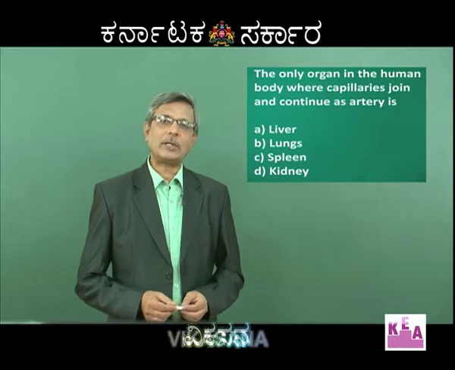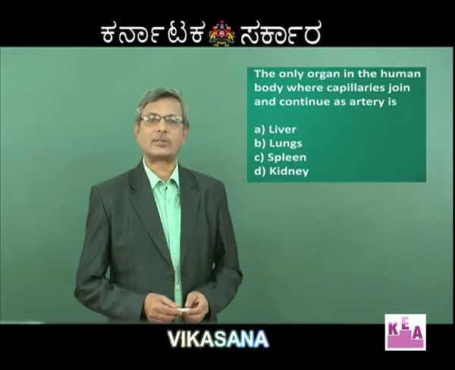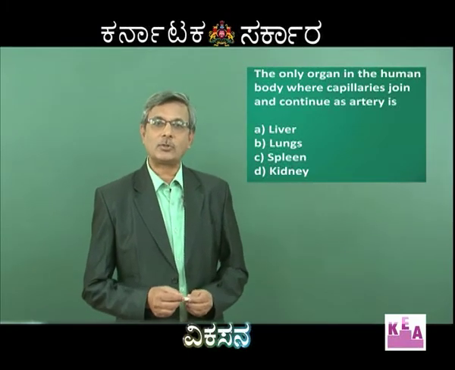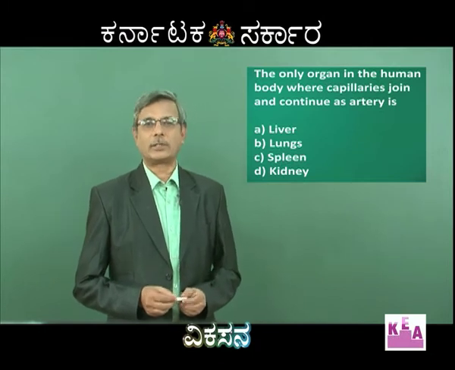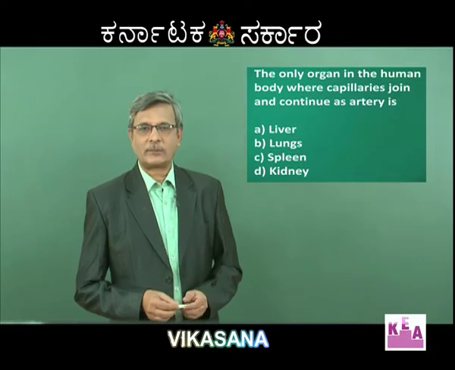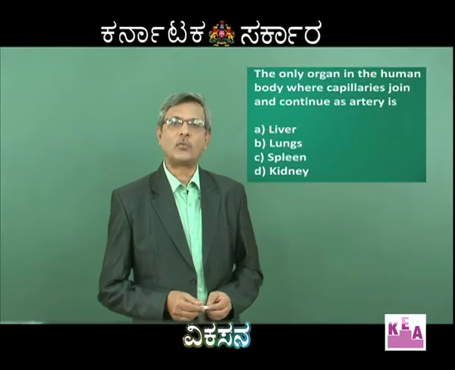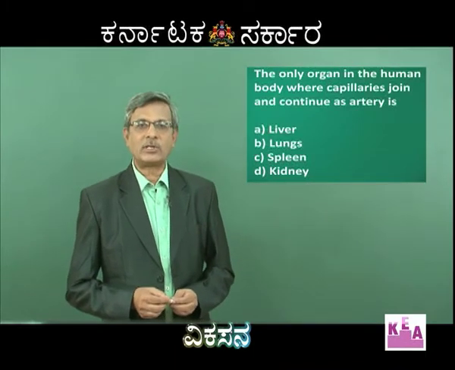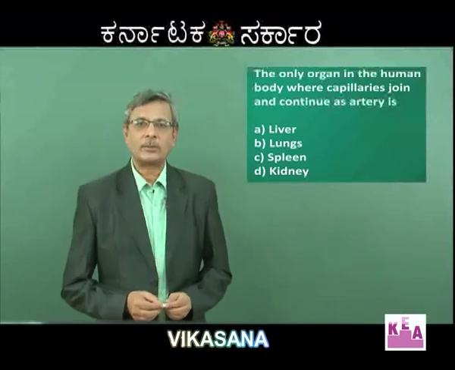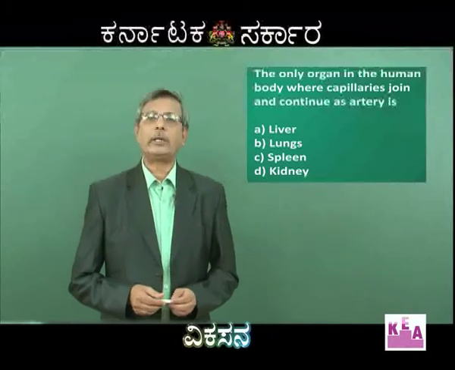Normally these capillaries join and become a vein, but here the question is quite interesting. It says the only organ in the human body where capillaries join and continue as artery. Dear friends, you have studied excretory products. When we talk about the nephron, which is the structural and functional unit of kidney, we say that the nephron is made up of two structural components, namely renal corpuscle or Malpighian corpuscle and renal tubule.